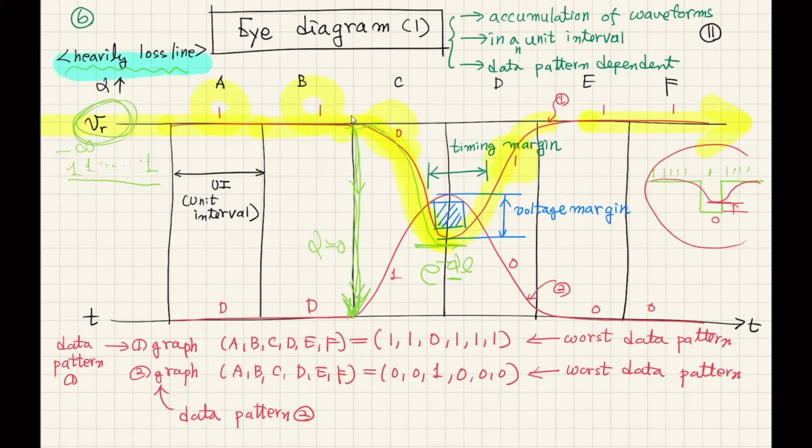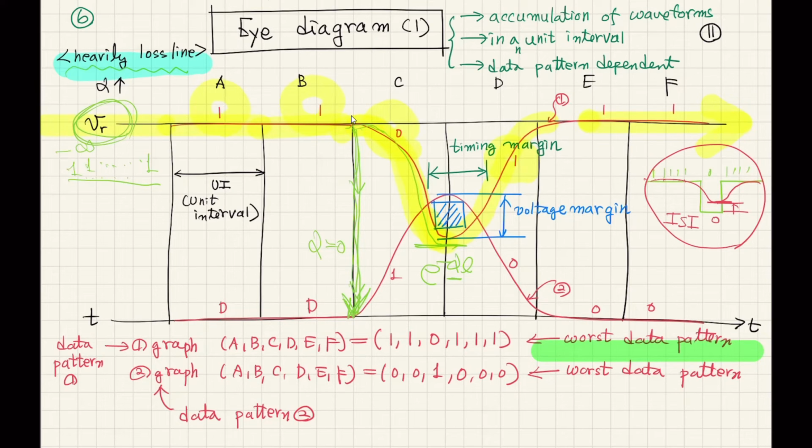And this kind of effect, where the voltage level at this point is affected by the previous data pattern, is called intersymbol interference. I would say that is going to be the worst case data pattern. There might be many different definitions of worst case data pattern, but in these examples and discussions, I would say this is going to be the worst case data pattern.